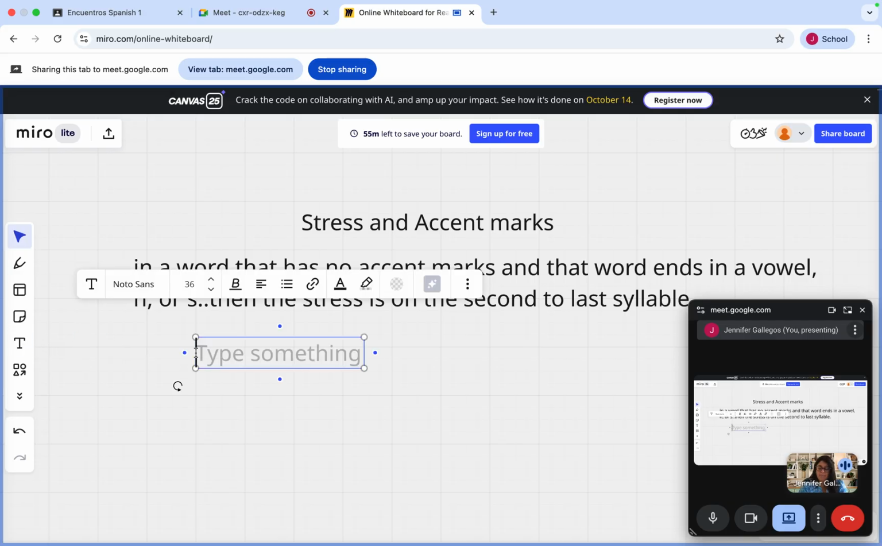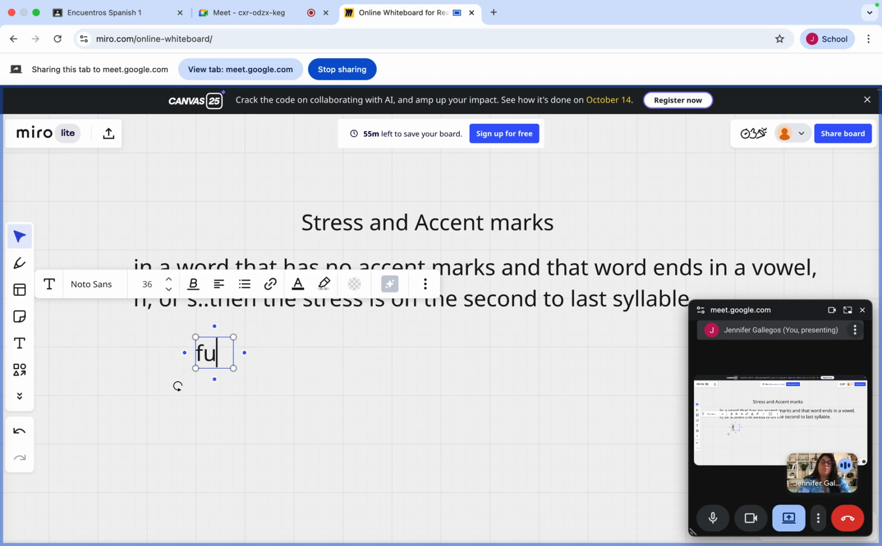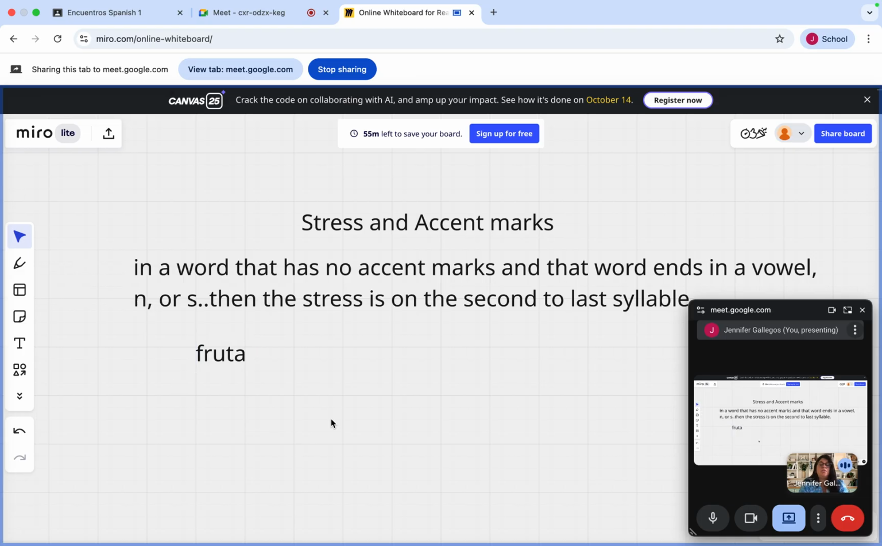For example, we have this word. Somebody who doesn't know Spanish very well might be tempted to say fruta. Okay? So, no. It ends in a vowel, and so the stress is going to be on the letter U when we pronounce it. There is not a written accent mark, but the stress is on the U. So it should be pronounced fruta. Okay, let's look at some other examples.